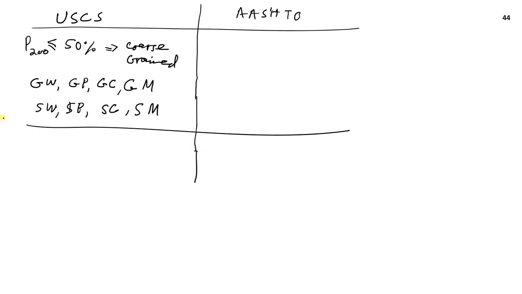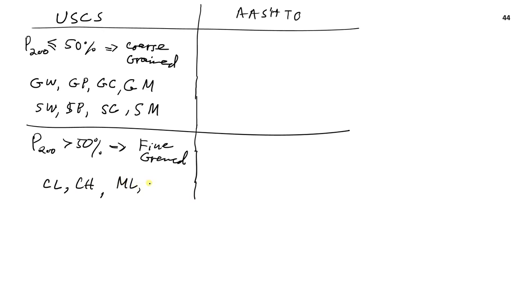For passing 200 sieve more than 50%, this is called fine grained material. Here there are fewer groups. It is either low plasticity clay or high plasticity clay, or low plasticity silt or high plasticity silt, ML or MH. So these are the 4 possible cases.